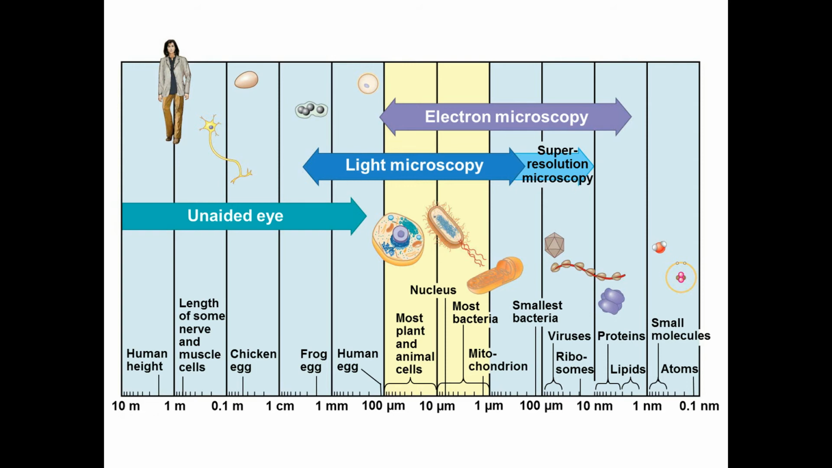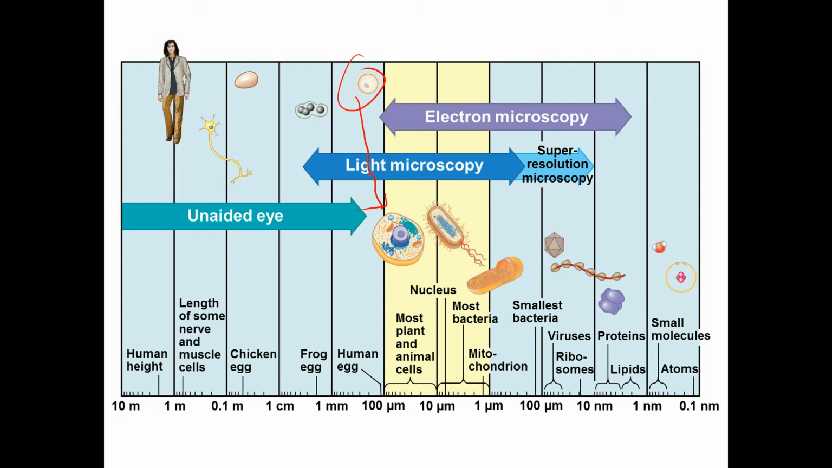Then you'll need a light microscope, so we can look at things in finer detail. We can actually look at what's going on inside of an individual cell using a light microscope. We can look at some of the cellular components. You can look at most bacterial cells using a light microscope.